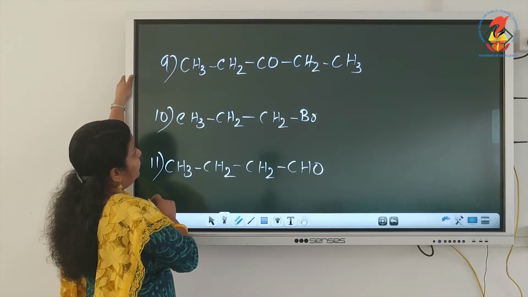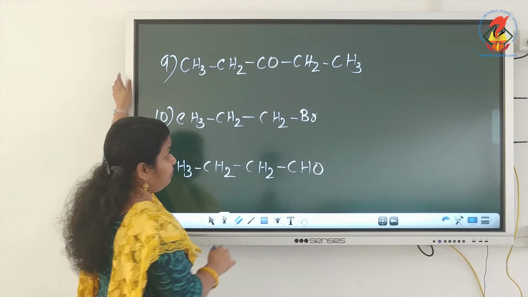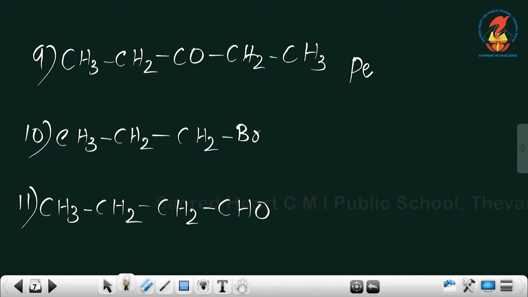Next one, question number 9. How many carbons are there? 1, 2, 3, 4, 5. Total 5 carbon atoms are there. So this is a compound of pent. All the bonds between carbons are single bonds, so we can write it as pentane.